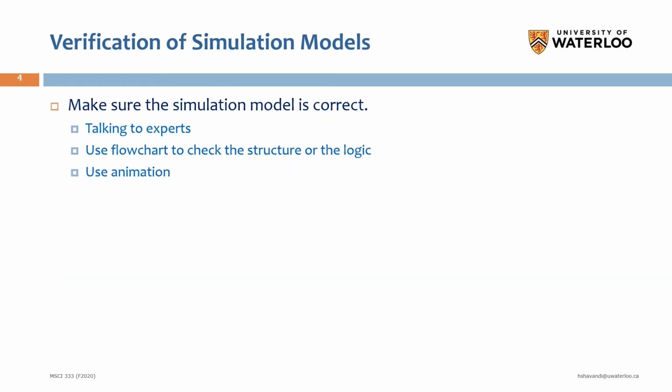So in verification, we want to make sure that the simulation model is correct. We can talk to experts who have knowledge and experience with the system and can judge if the behavior of the model is like the real system. And we can use flowcharts, and we can walk through the steps in the flowchart and the program to see if everything is good. And also we can use animation. By animating the process of the system in this simulation model, we can see again if everything is working like the real system.